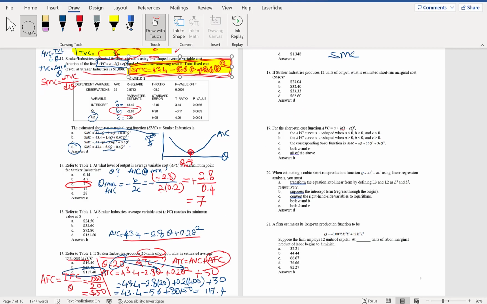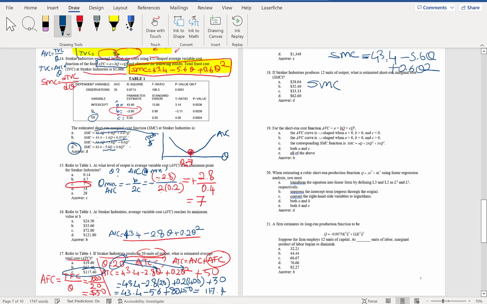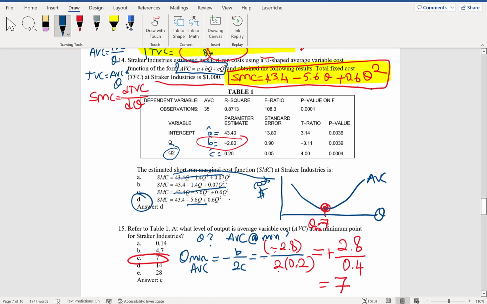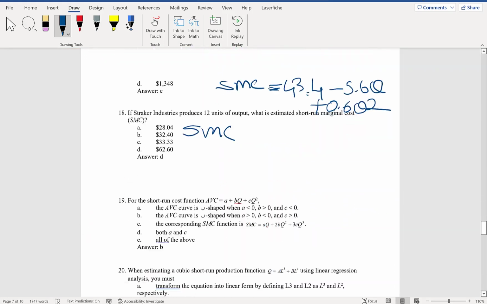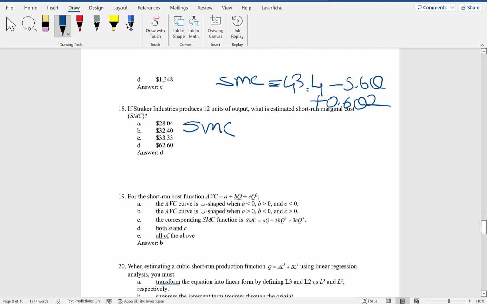Spend my life on this. All right. SMC marginal cost formula. Let's write it here. 43.4 minus 5.6Q plus 0.6Q raised to the power 2. Okay. Now it's asking me to calculate marginal cost when this firm produces 12. So whenever I see Q, I'm going to plug in 12.